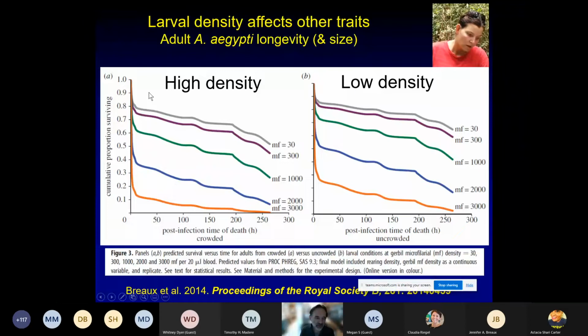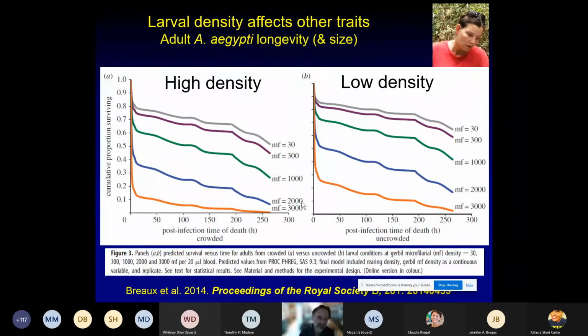These are the proportion of the initial number of adults that were alive a given number of hours after they closed. And what you see is a strong and significant effect of the density at which they were reared on the longevity of the mosquitoes. Those reared at high density live considerably less time than those at low density. This might also affect vectorial capacity. And if you go back and think about that expression, this would have the opposite effect on vectorial capacity. Competition would lessen the vectorial capacity.